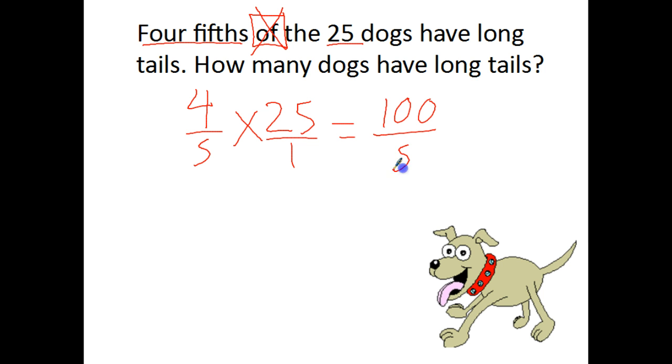5 times 1 is 5. Now I'm going to divide 100 by 5. I'm going to go ahead and write that out because that's hard for me to have memorized. There are no 5s in 1. 5s in 10, that would be 2.